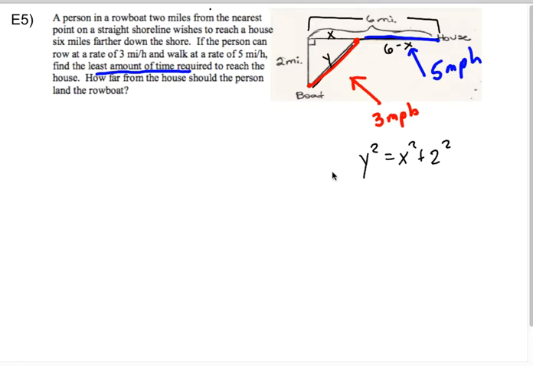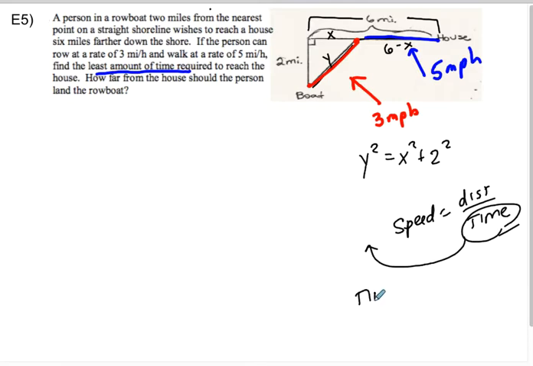So here's what I know. Speed, right, your speed is your distance divided by time. So if I wanted to solve for time, I would multiply time over and divide speed over. So time is the distance divided by the speed, right? So if I want the time it takes to do the blue thing, it's going to be the distance, which is 6 minus x, divided by the speed, which is 5.